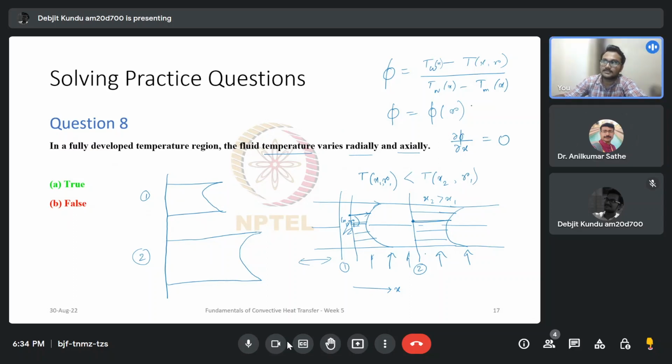So what does this mean? This means that these temperature profiles are similar. If I have some way to non-dimensionalize them, make them the same, then that would not change.